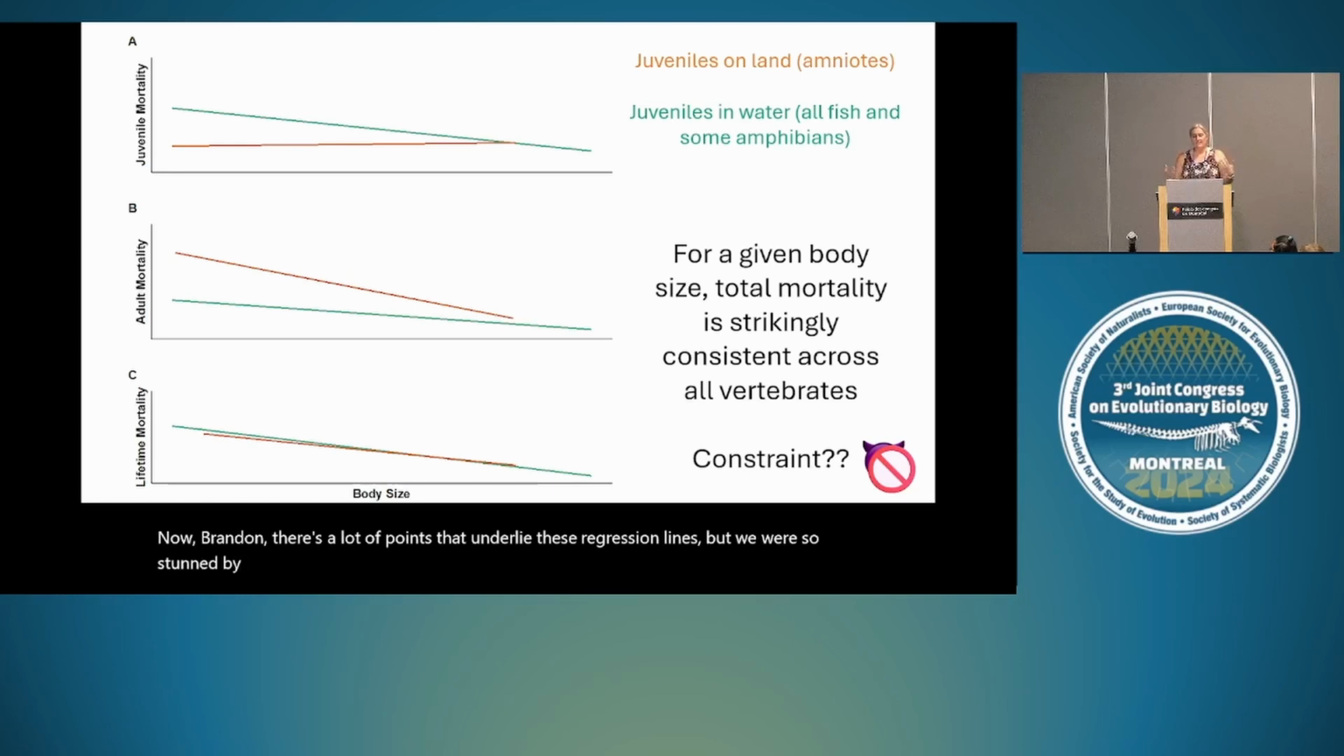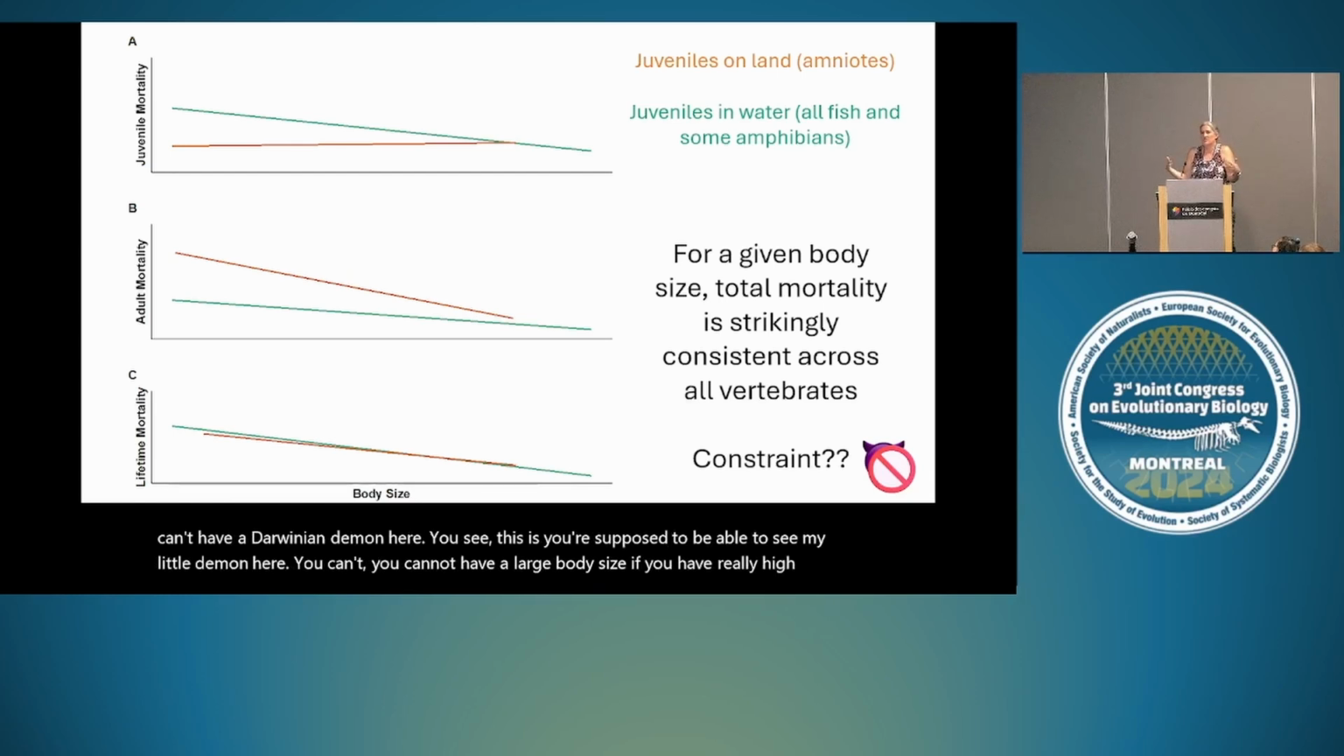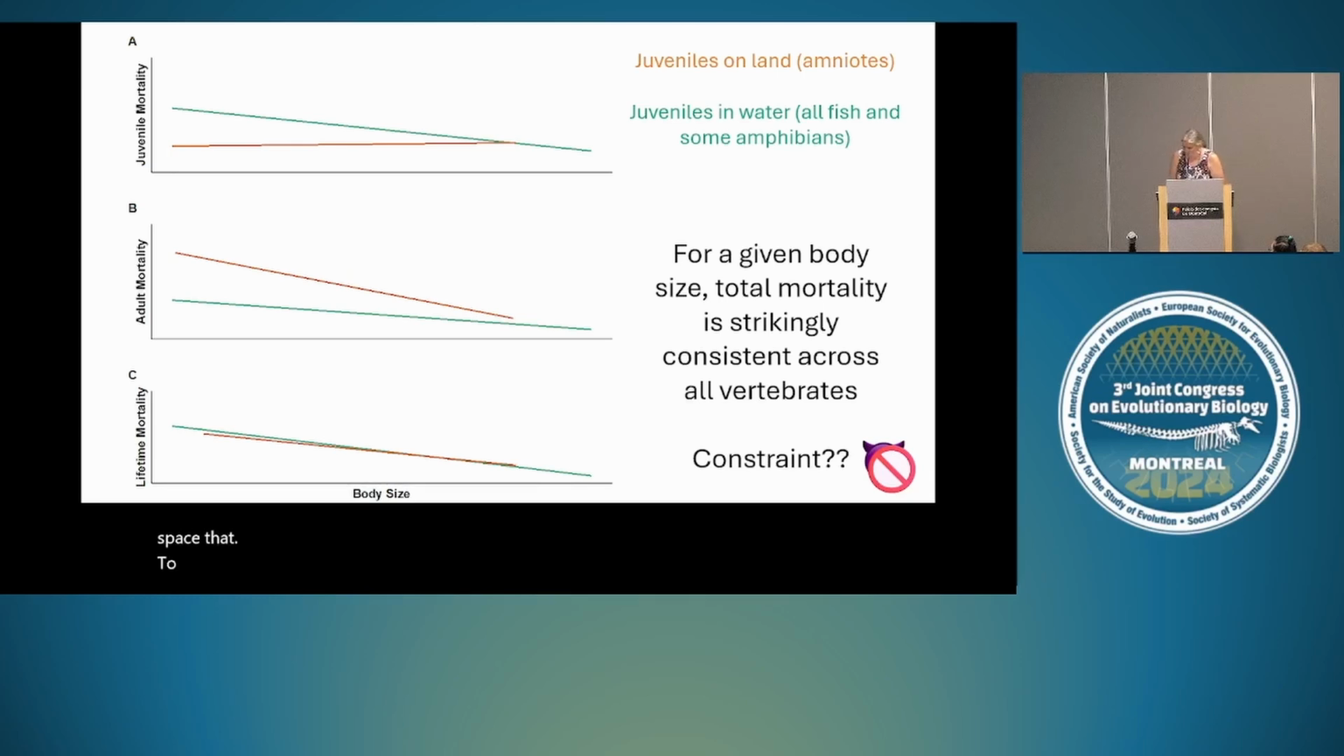And we said, is this a constraint? It is. It's a constraint. It's because we can't have a Darwinian demon. Here you see, you're supposed to be able to see my little demon here. You cannot have a large body size if you have really high mortality. Of course, it just isn't feasible. So that's a demographic constraint that constrains the life history space that is accessible to vertebrates.